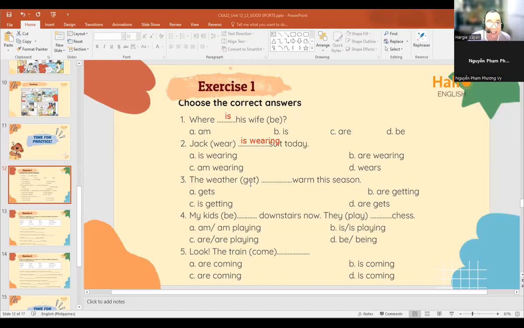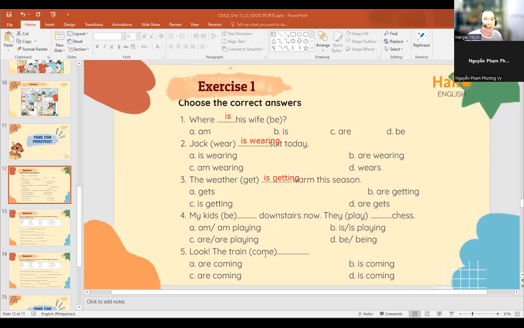Next, what about number 3? The base form is get. So the weather, we're talking about weather. So the weather is getting. Very good. So that's correct. Is getting. Okay, that's correct.